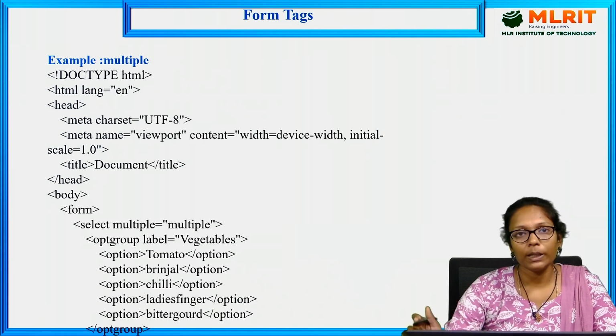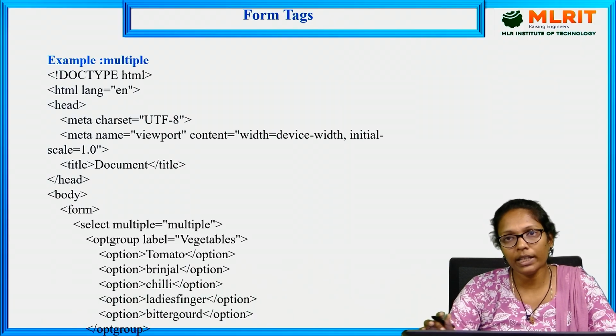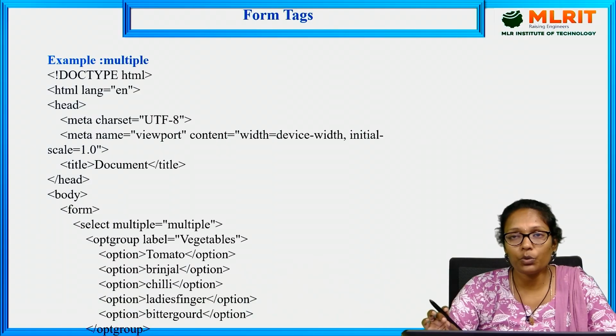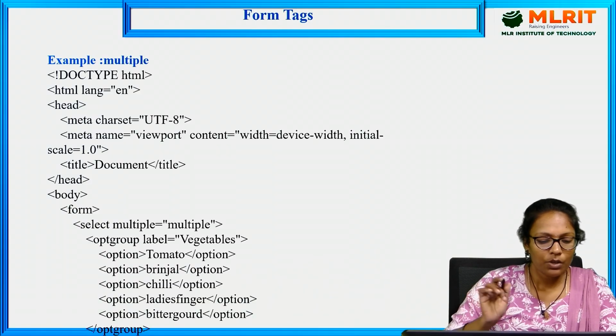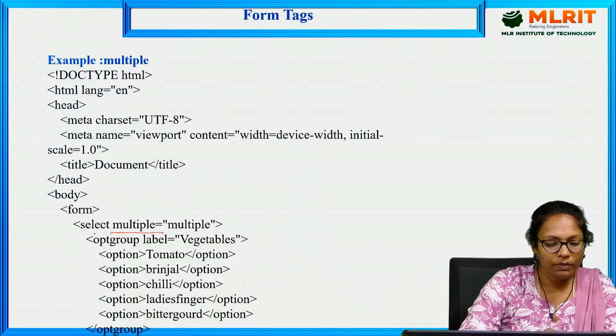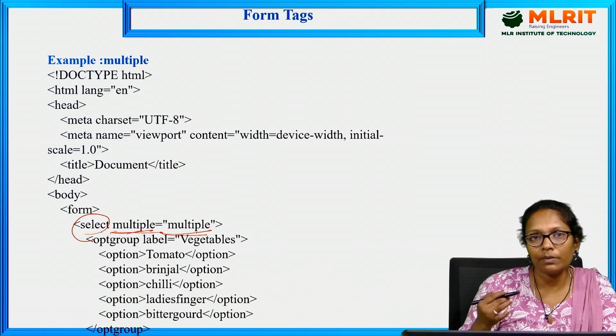So next is multiple. If I write this multiple, I can select multiple options at the same time. Generally in the select tag, the drop down list, you can select only one item at a time. But if you use this attribute multiple, then you can select multiple items at the same time. This multiple attribute you give along with the select tag only. Multiple is equal to multiple. If you write this, yes, you can select multiple items at the same time.